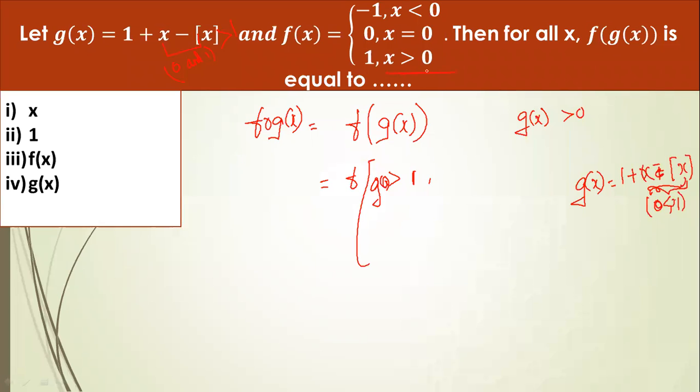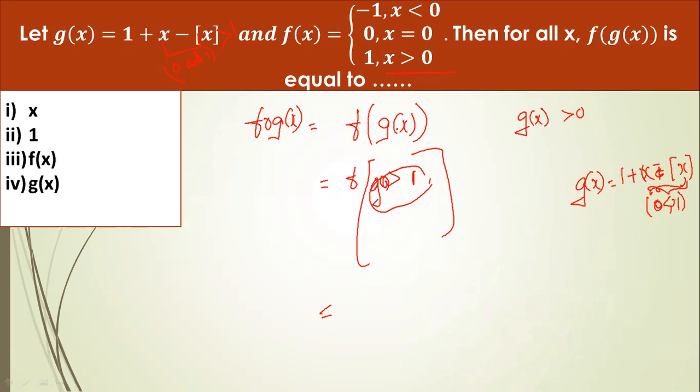x greater than 0, they said, and 1 is also greater than 0, correct Subramanya? Whenever x is greater than 0, f of x is 1. Here I already know that g of x is always greater than 1. So what happens to my f composition g of x? What value should it take?